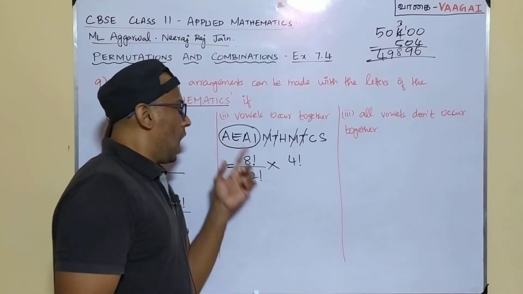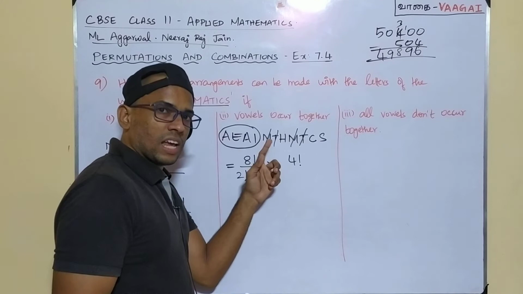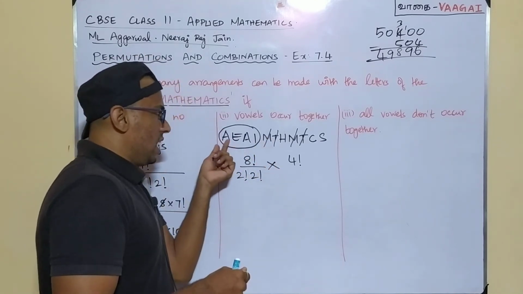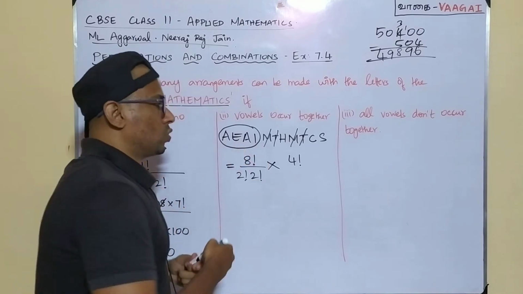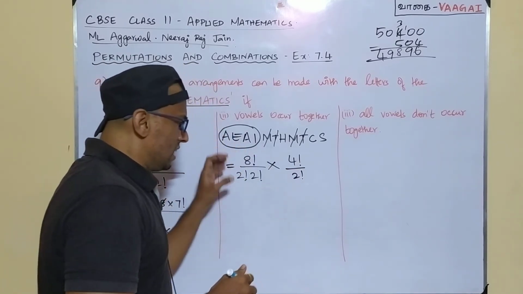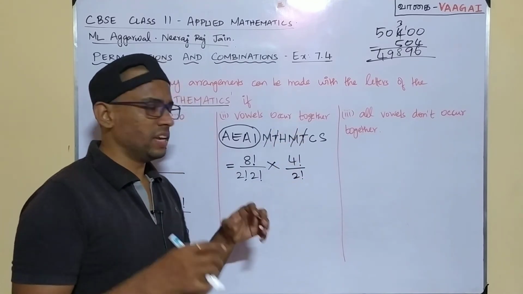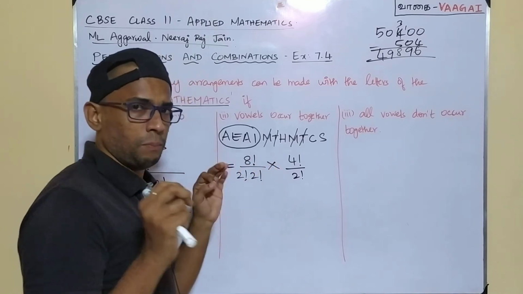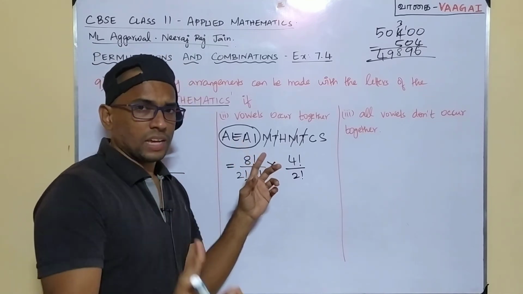But again, hold on, among those 4 letters, there are 2 identical letters inside. Is it or not? Be careful. So A, E, A, I, there are 2 A's there, right? So for which again I have to divide by 2 factorial. I hope each and every number, the factorial that I have written here, you are very clear about it. Yes, you must be very clear about it. It's very, very important for you to understand, only then you can get the logic.